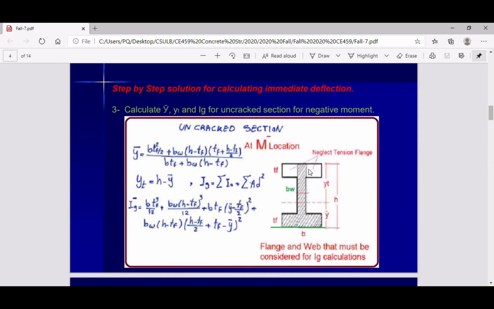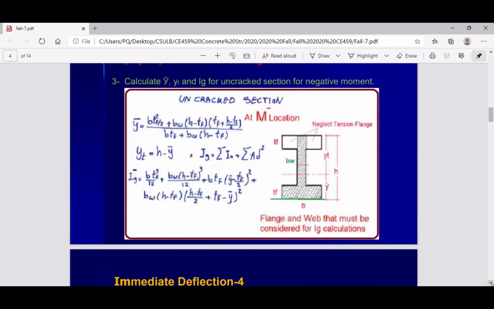As you can see, we neglect the flange on top because it's negative moment, which means tension on top. So nothing new on this one, exactly the same, just the shape rotated 180 degree. And we consider this y bar here, yt to the tension flange. For the other one it was to the bottom because the tension flange was at the bottom. Okay, that's it. So nothing new on this one.